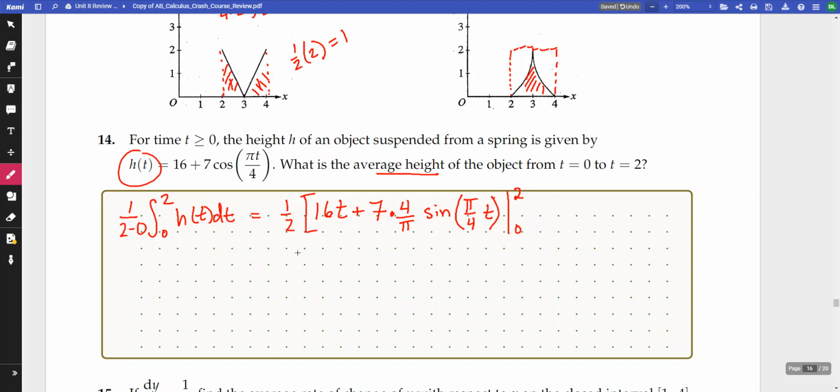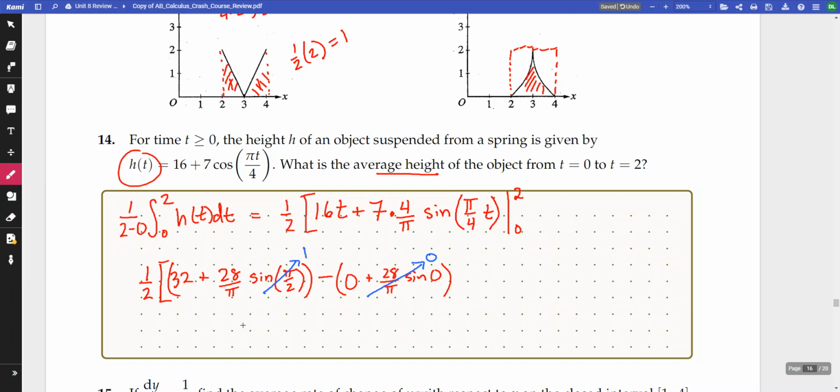Okay. So if I go ahead and look at this evaluation, that's going to be 1/2. Right? If I substitute in 2, 16 times 2 is 32 plus 28 over pi times the sine of pi over 2. And I'm going to have all of that minus, substitute in 0, that's 0, plus 28 over pi times the sine of 0. Well, for each of these, 0 and sine of 0, all of that is going towards 0. The sine of pi over 2, that's just 1.